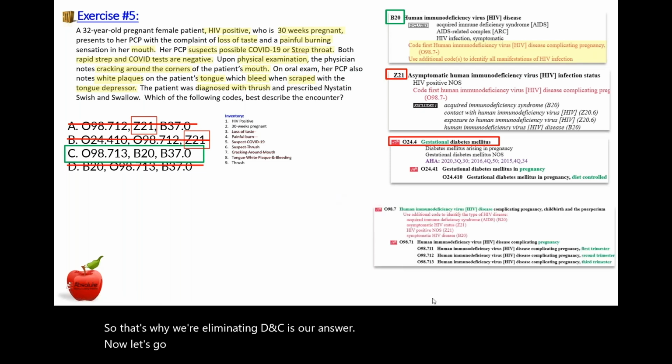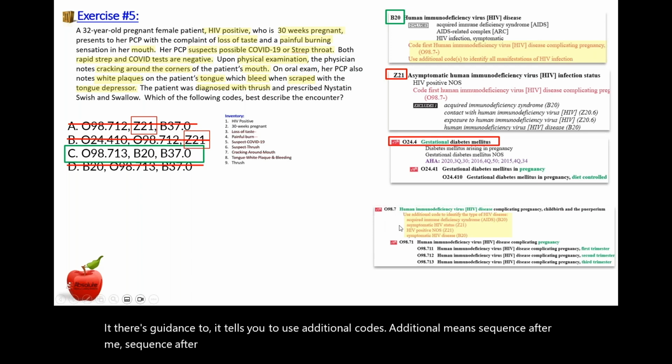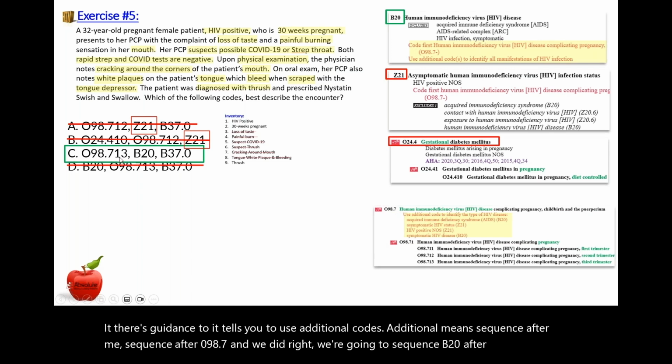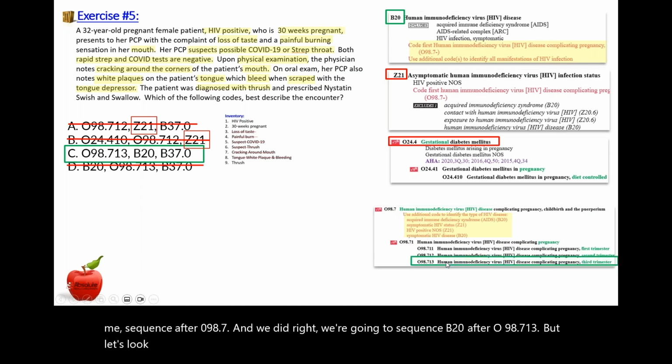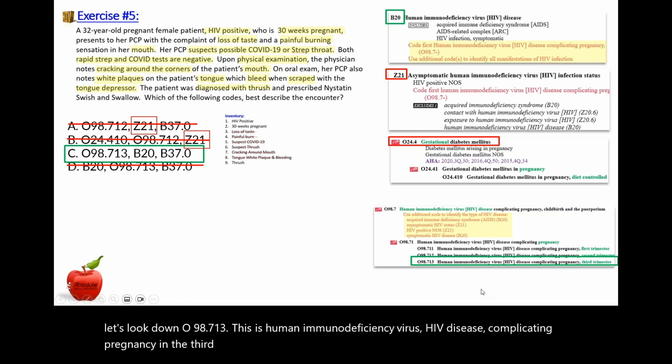Now let's go ahead and look at the answers here. At O98.7, there's guidance too. It tells you to use additional codes. Additional means sequence after me, sequence after O98.7, and we did, right? We're going to sequence B20 after O98.713, but let's look down at O98.713. This is human immunodeficiency virus, HIV disease complicating pregnancy in the third trimester.